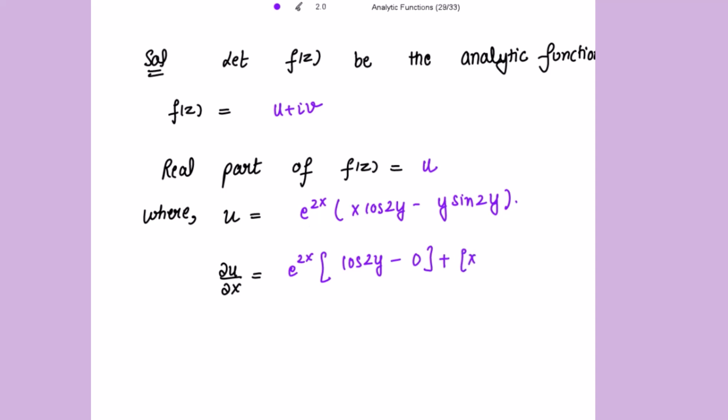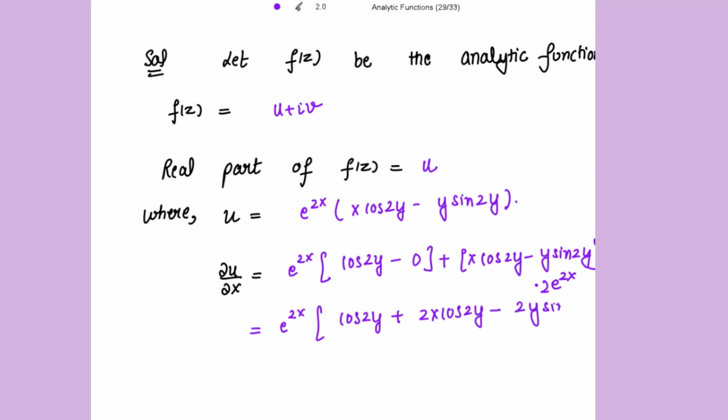So this is, by the product rule, (x cos 2y minus y sin 2y) and the differentiation of the first function, which is e to the power 2x into 2. Taking e to the power 2x common from both the terms, this is (cos 2y plus 2x cos 2y minus 2y sin 2y), since 2 is also multiplied with the second term. Let's mark this as 1.